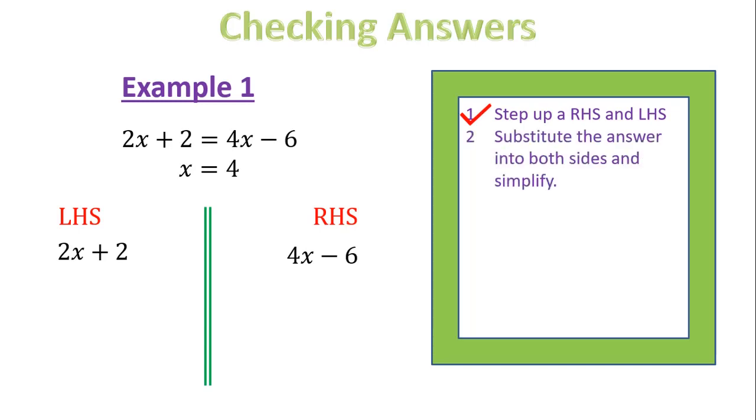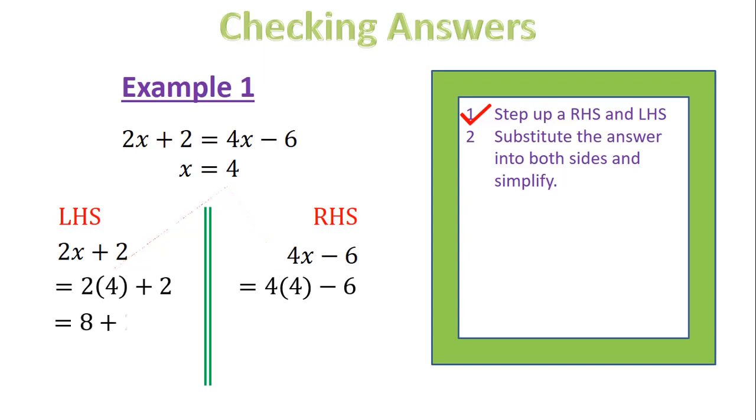Step 2, substitute the answer into both sides and simplify. On my left-hand side, what I do now is I take my equation and instead of x I put 4. So 2x plus 2 becomes 2 times 4 plus 2. On my right-hand side, I do the same thing. 4x minus 6 becomes 4 times 4 minus 6. Substitution done, but now I need to simplify.